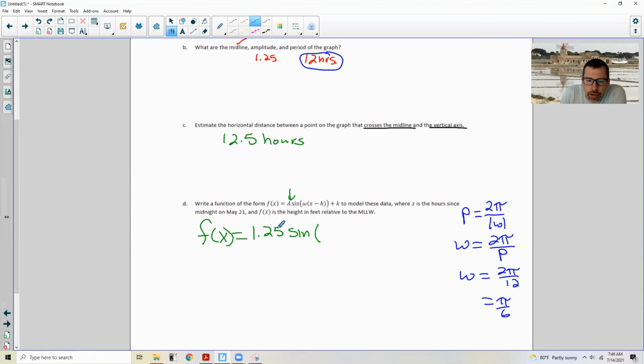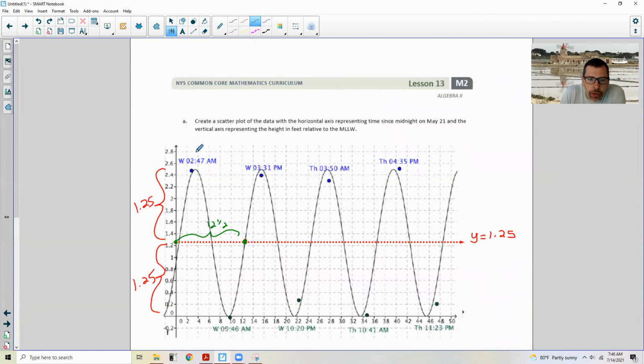So 1.25 sine, omega is pi over 6, x minus, and h is our horizontal phase shift. So if I go back here, how much did it get shifted?